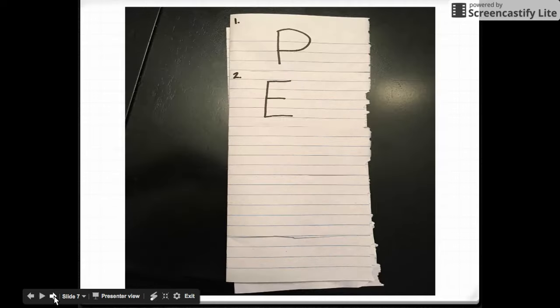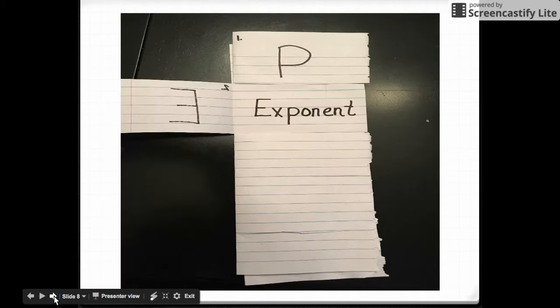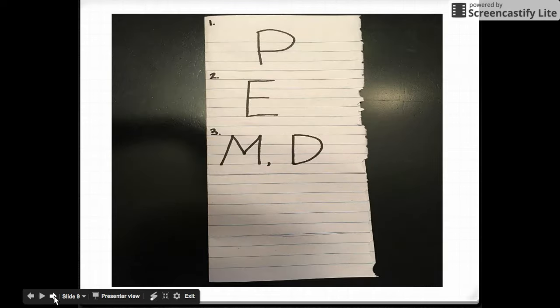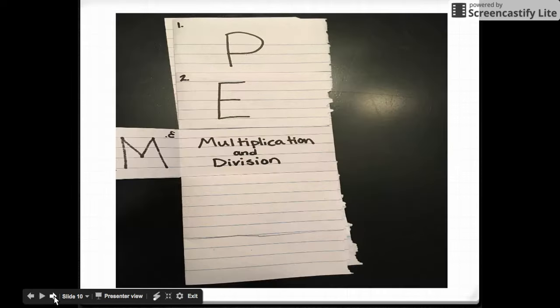The second step is that you complete the exponents. So I want you to write an E on the second tab. Once you open up the tab, you are to write exponents. The exponent is the second thing you complete while working an order of operations problem. Next, on the third tab, I want you to write an M and a D. The M and D stand for multiplication and division. After you work parentheses and exponents, you then complete all the multiplication and division problems within the larger mathematical problem.